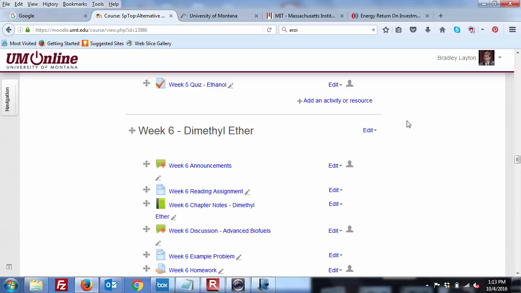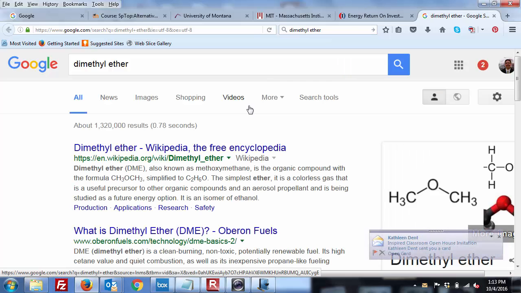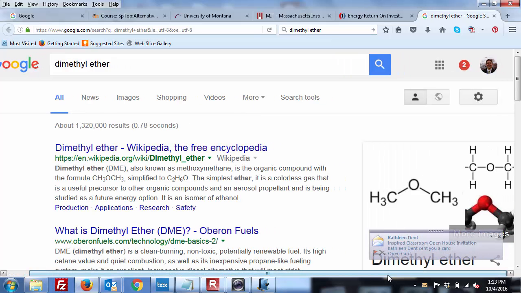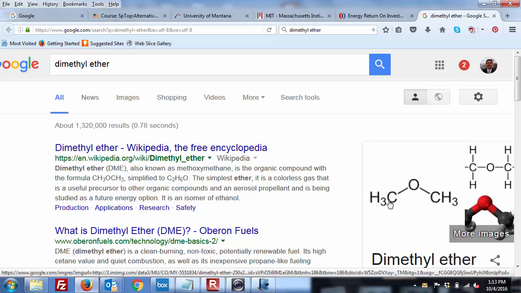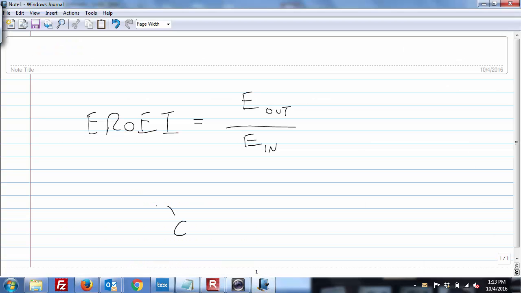Dimethyl ether. Let's go ahead and look up the structure. Right, so there's your dimethyl. So on each side, you've got a methane. Let's go ahead and draw it out here. So there's one methyl. Instead of a methane, we're going to stick an oxygen there, and then we're going to come over and just reflect that molecule over there.